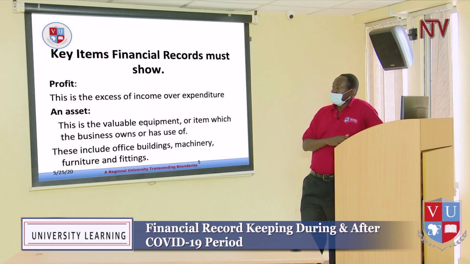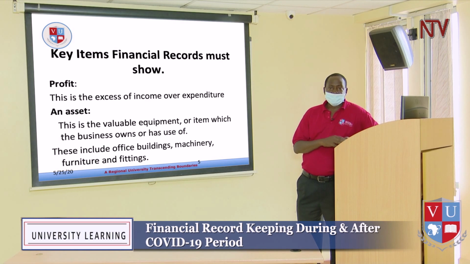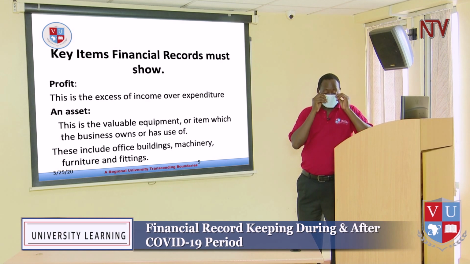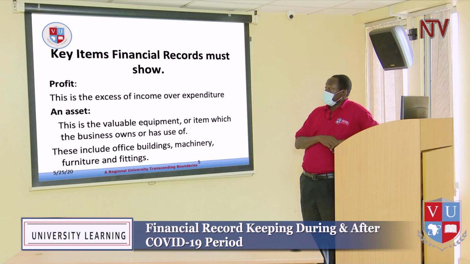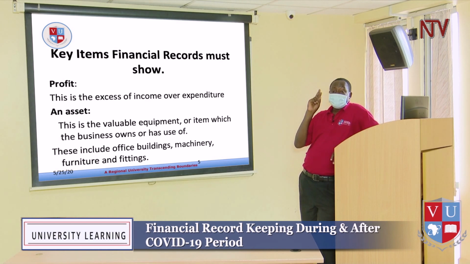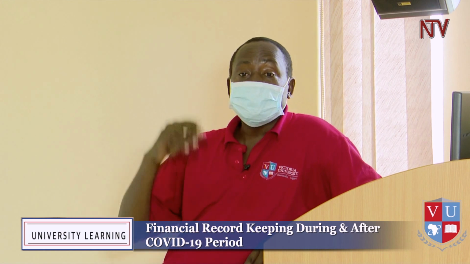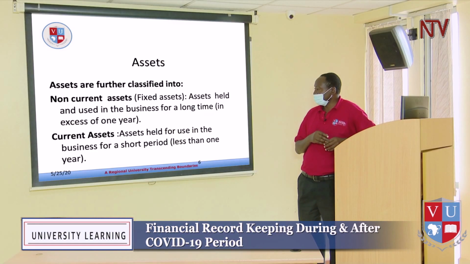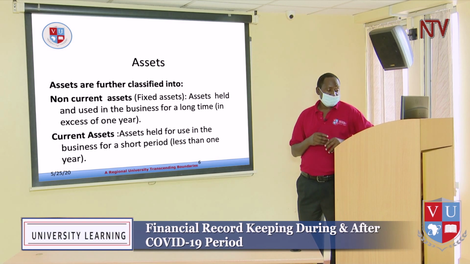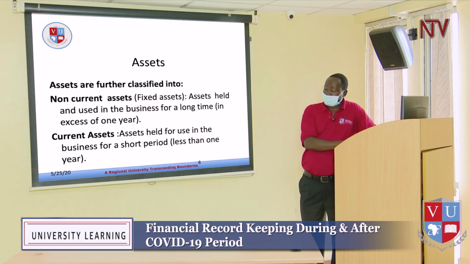Now, the assets that we capture in our records, these are very key, but are classified in two major components. The non-current assets, those that we intend to use in the business for a period longer than 1 year. And then the current assets, those assets we have for use in a period shorter than one year.